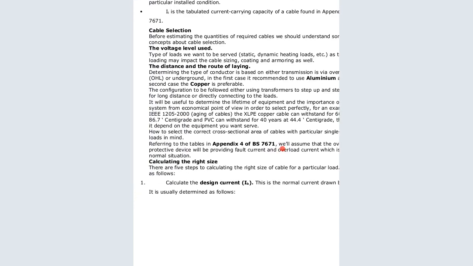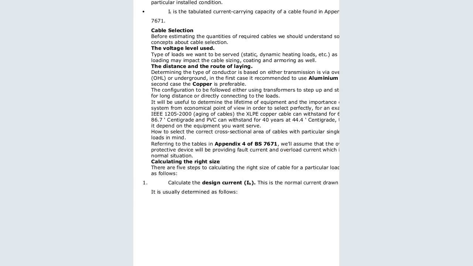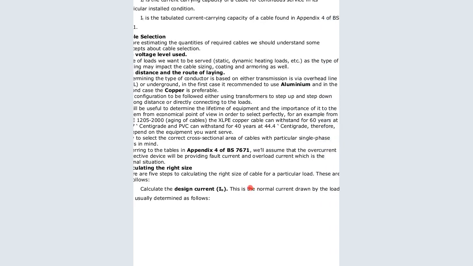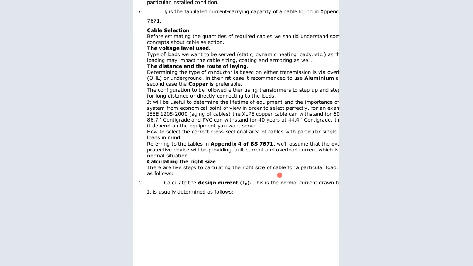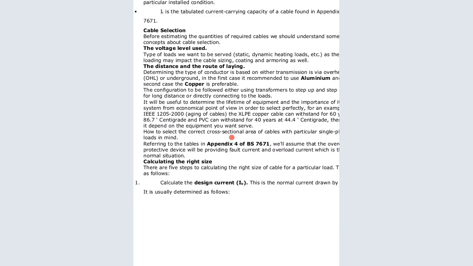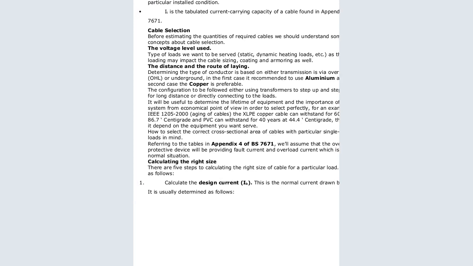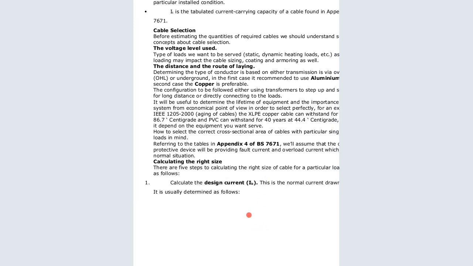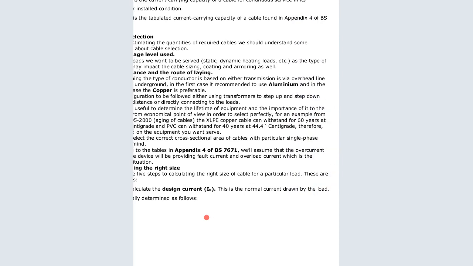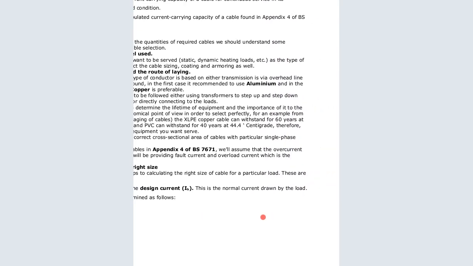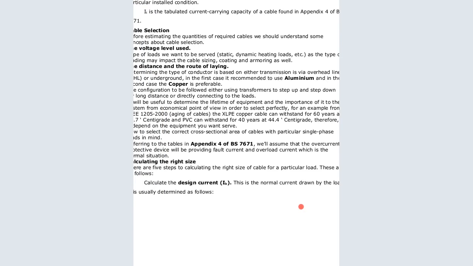Therefore it depends on the equipment you want to serve. So how do we select the correct cross-sectional area of cables with particular single phase loads in mind? You can see now, calculating the right cable size. There are 5 steps in calculating the right cable size for a particular loading. These are as follows.